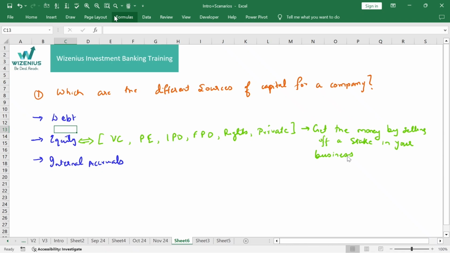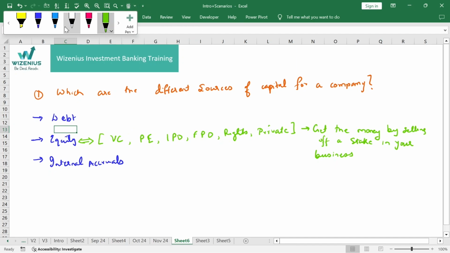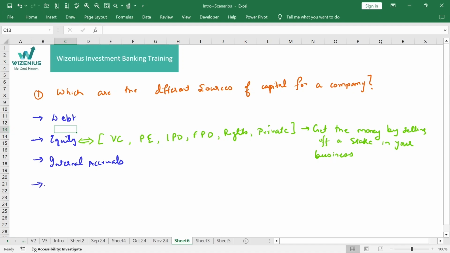What about debt? Or, coming back to my first question, are there any other avenues through which a company can raise funds? Anything that you guys can think of? Anything else? Friends and family, sir. Sorry? Friends and family. Okay, yeah, sure. What else? Think about some sectors, think about some different areas.